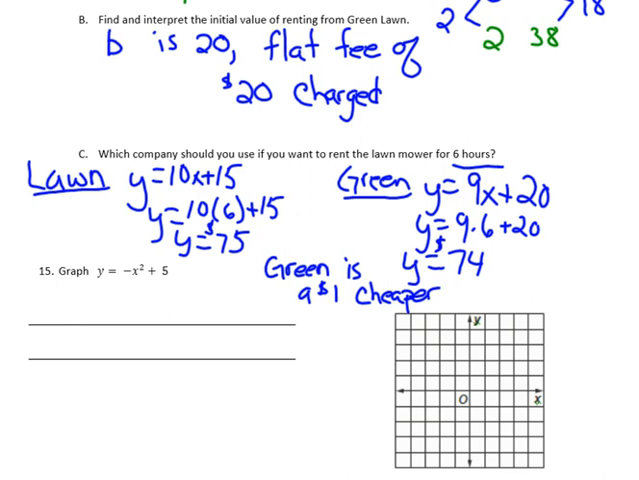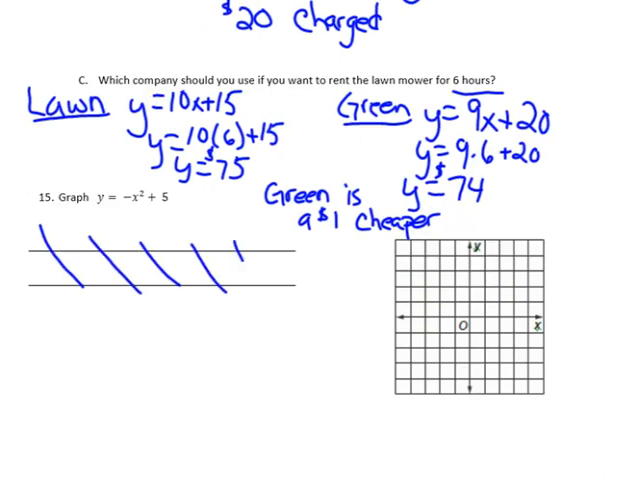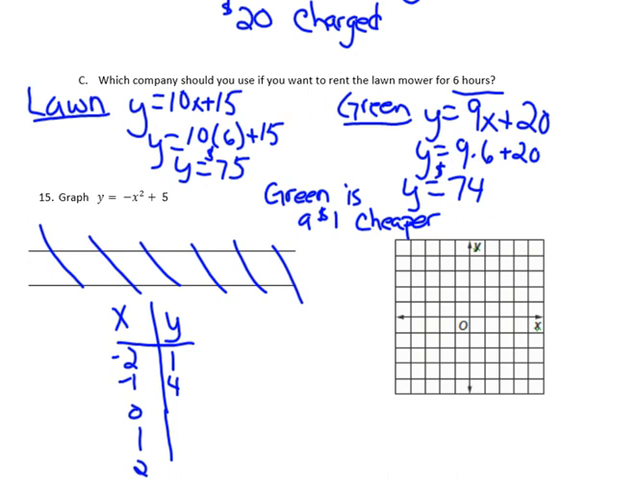Okay, for number 15, I don't know why those lines showed up on the paper. I don't know what I did wrong. So graph it. Again, I'm going to do my table of values. Same values we used before, -2, -1, 0, 1, 2. And you get 1, 4, 5, 4, 1. Again, I totally did those all on a calculator.